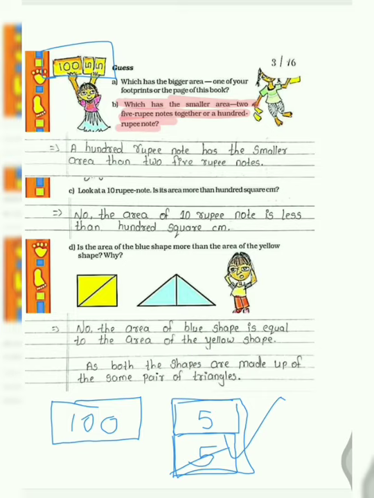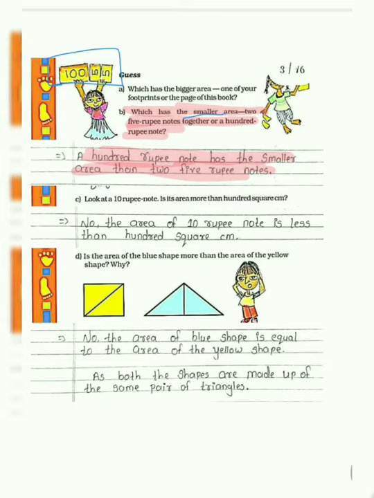So 2 5 rupee notes will cover more area, and in the question it is given which has the smaller area. So we have to write that a 100 rupee note has the smaller area than 2 5 rupee notes. C1, look at a 10 rupee note. Is its area more than 100 square centimeter? 100 square centimeter means what?